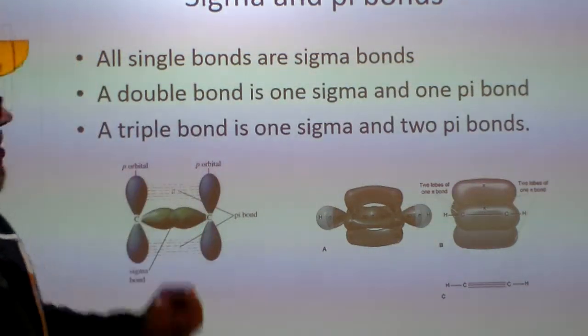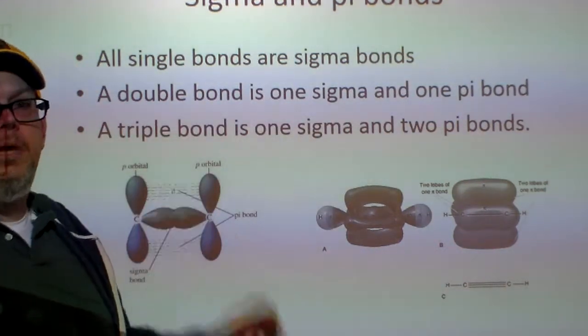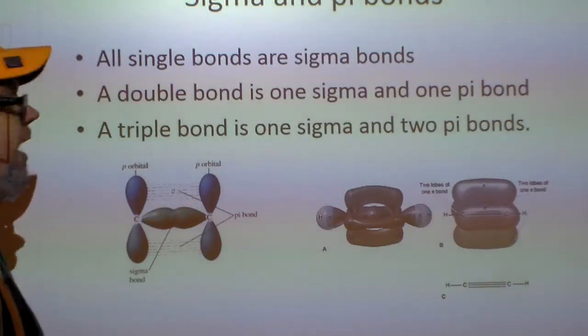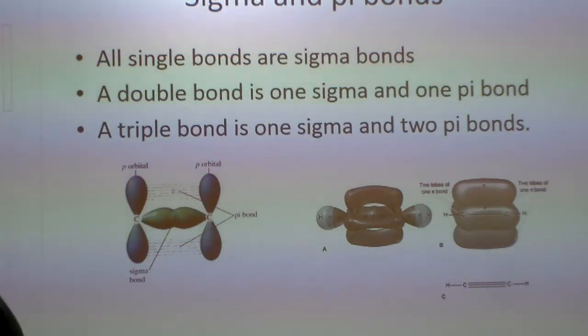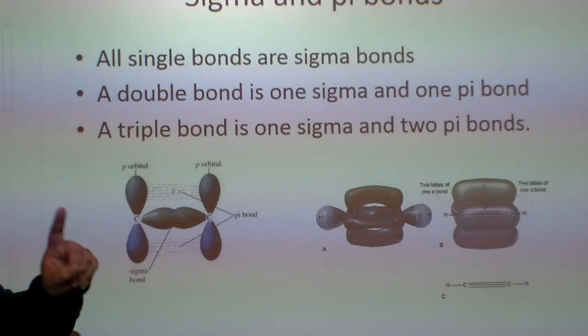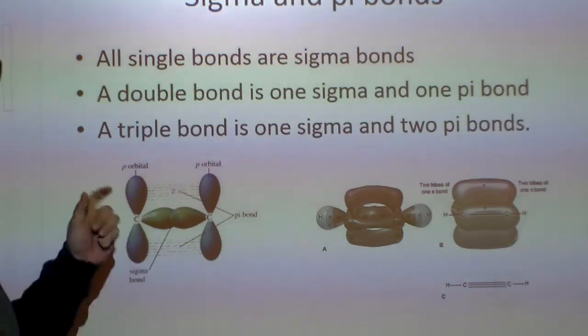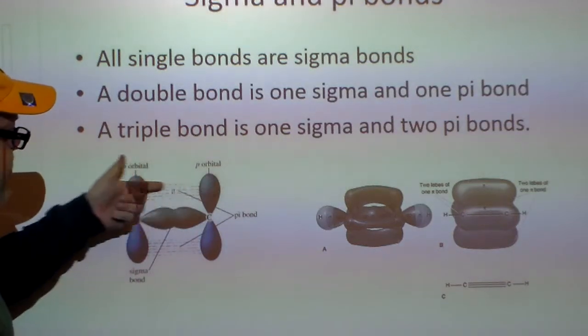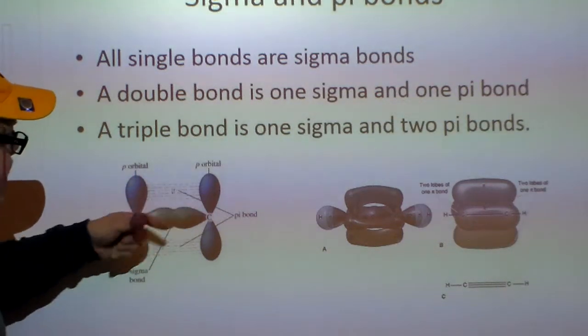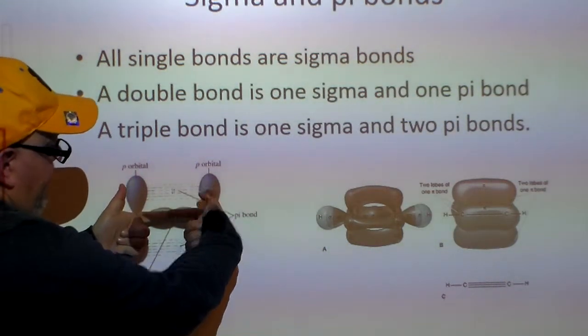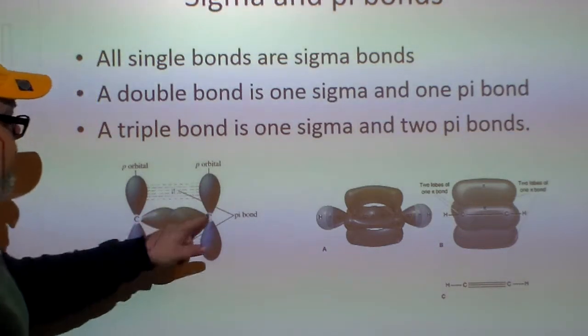This has got to be one of the most important of the slides here for this chapter. Okay, that would be kind of an important thing for you guys to see. Sigma bonds are single. Double bonds, it's 1 sigma and 1 pi. Now remember, the pi bonds are not connected directly to the atoms like the sigma bond is. The sigma bond is in between the 2 atoms.